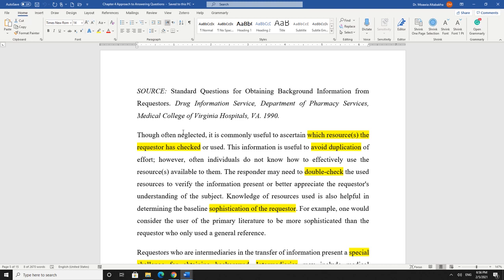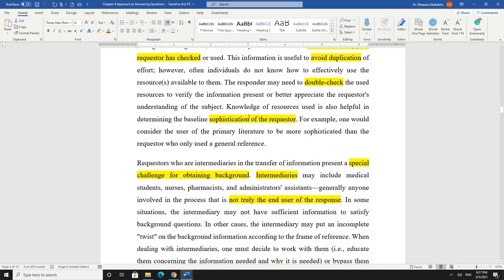Actually, while you are talking about or trying to get background information and having dialogue with the requester, you will be able to see whether the requester is of high level of sophistication, who knows how to evaluate literature. If the requester tells you that, okay, I've been to primary literature and I have analyzed several papers and it tells me so and so, this means this person has high level of sophistication and you will need to respond to that level.